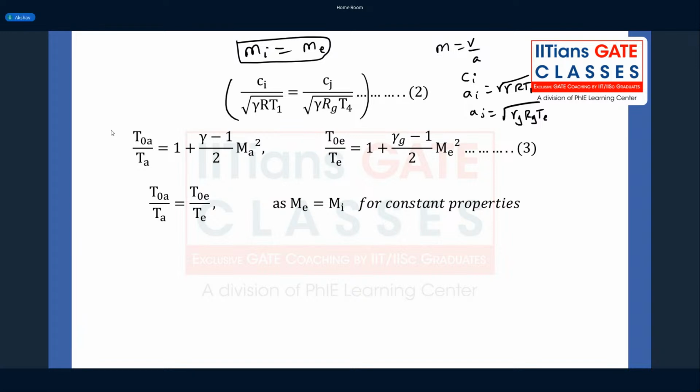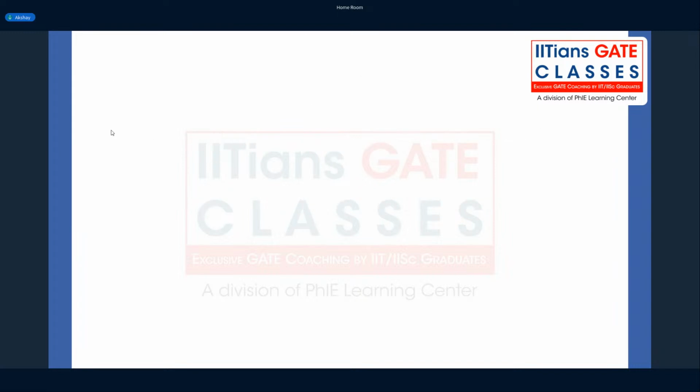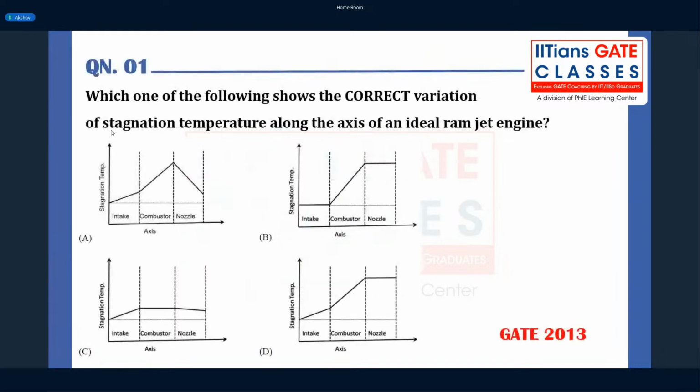Ready? Okay. So this is one question which was asked in GATE 2013. Which one of the following shows the correct variation of stagnation temperature along the axis of an ideal ramjet engine? Can you guys tell me? I'll quickly give you 30 seconds.